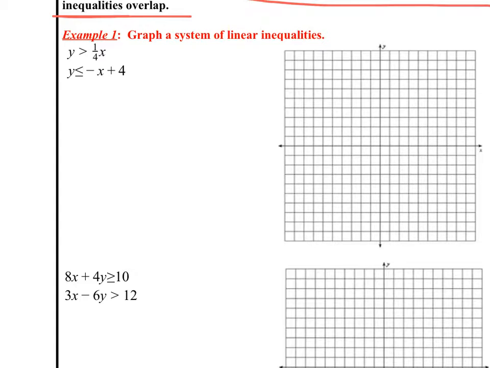We're going to graph y is greater than 1/4 x, so my y-intercept is 0, and my slope is 1/4. So we're starting at 0. We go up 1, right 4, up 1, right 4, and go ahead and reverse that. It's y is greater than, should it be dashed or solid? Dashed.